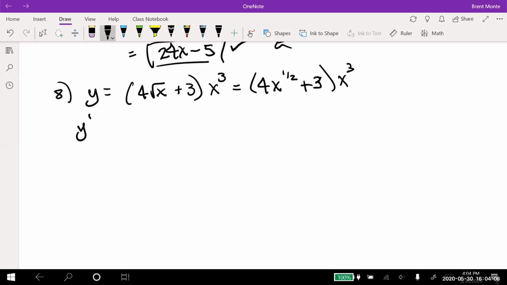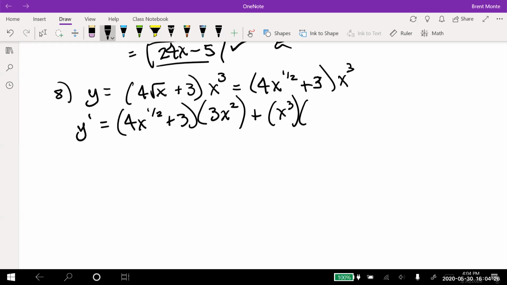And so now when I do y prime, and if you want to call that dy dx, you can. We'll just call it y prime. We get the first times the derivative of the second plus the second times the derivative of the first. Well, the 1/2 times 4 is 2, and then x to the 1/2 minus 1, negative 1/2. And then that plus 3 is just a 0. So here's what I had. This was f, this was g, and then down here I did f times g prime plus g times f prime.